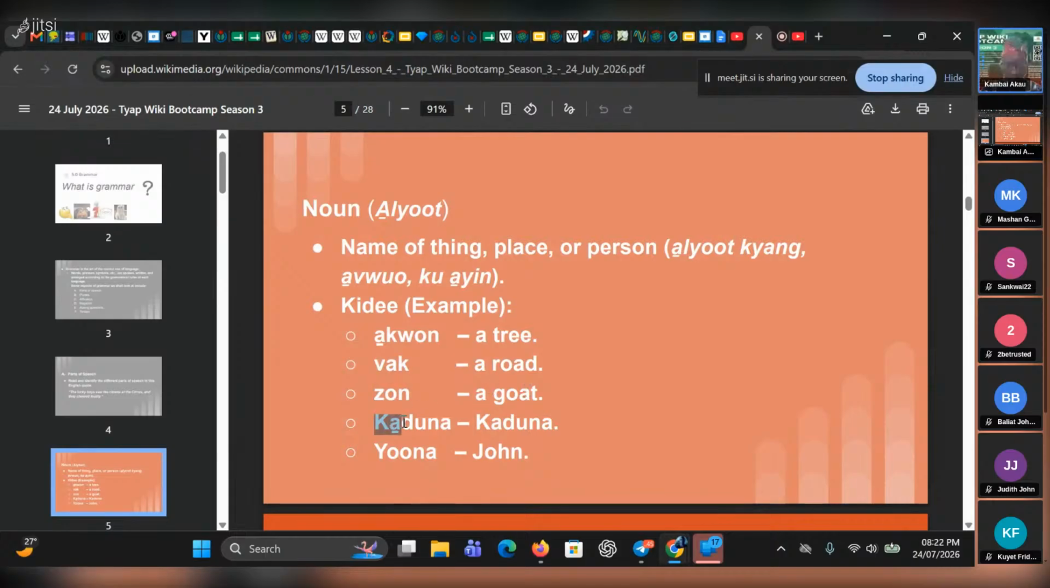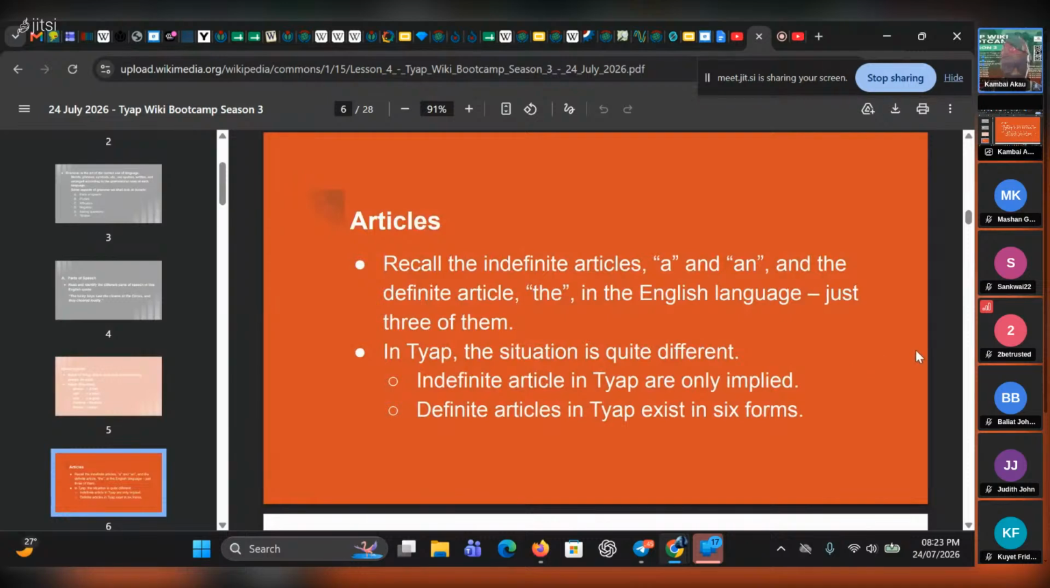Kaduna is a place. You can be in Kaduna. You may not be able to touch Kaduna literally, but at least you come to the land. The land is the place. Actually, you can see the ground, you can touch the ground, and that place is Kaduna. And then Yona, you can see John, and then you can touch John. That's a noun.